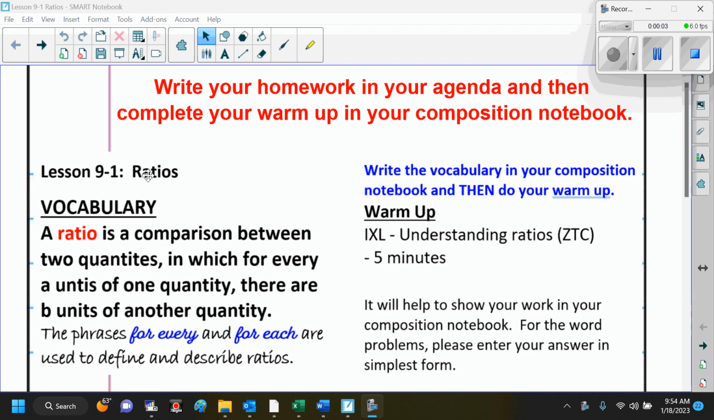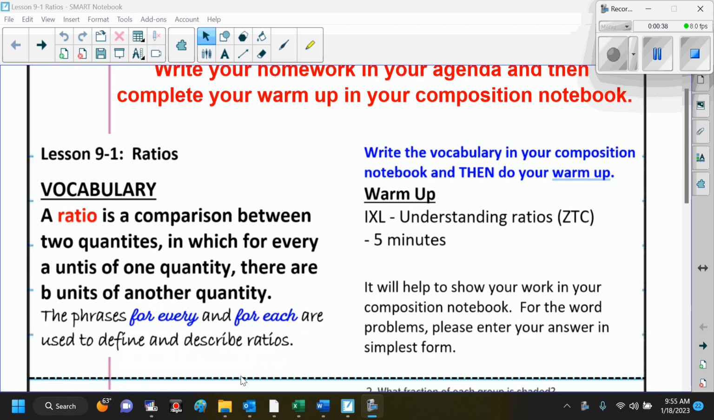All right, so today's lesson is 9-1, which is ratios. Okay? You've already written down this vocabulary. It says that a ratio is a comparison between two quantities in which for every A units of one quantity, there are B units of another. The phrases for every and for each are used to define and describe ratios, okay?